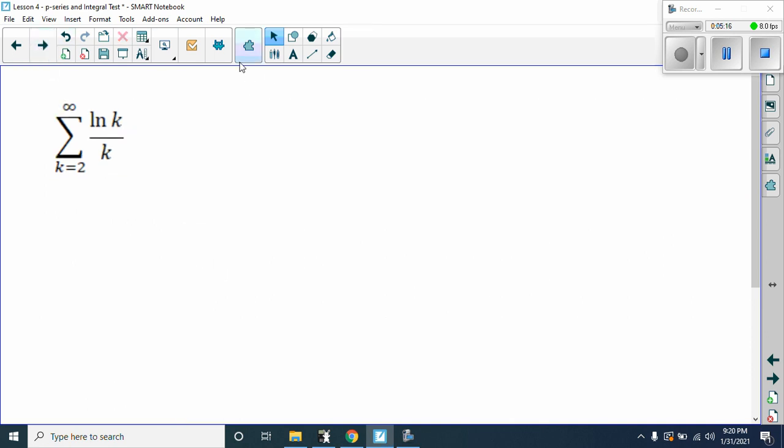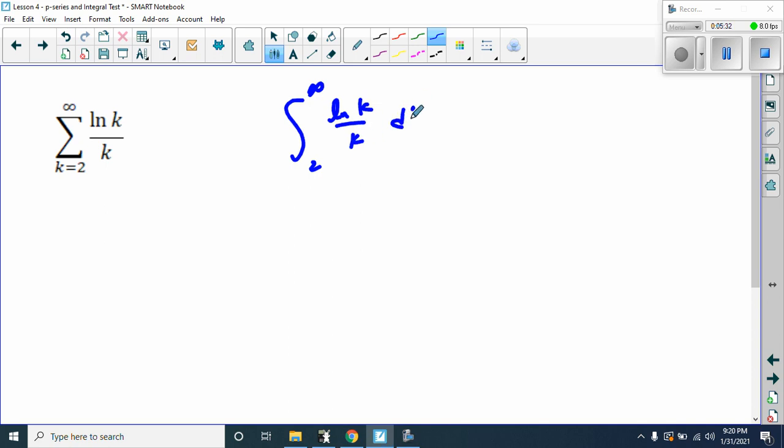But let's take a look at how the integral test works. So we have the sum as k goes from 2 to infinity of this function. What we're going to do is integrate from 2 to infinity of that same function. Evaluate that integral. We've evaluated integrals with infinity in one of the bounds. We did that in a previous section. In this case, you want to make u equal to ln of k. So your du is 1 over k dk.